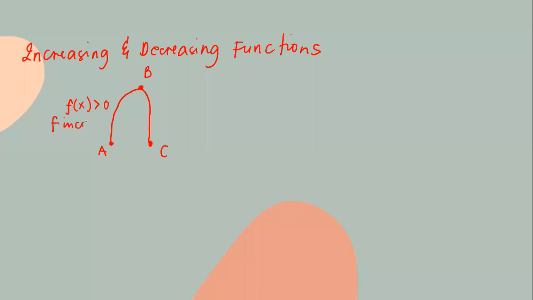F is increasing. Therefore, the y prime is positive, as in arc AB. And then if it falls, the slope y prime is negative, as in arc BC. Therefore, in here, your f prime of x is less than 0. F is decreasing.